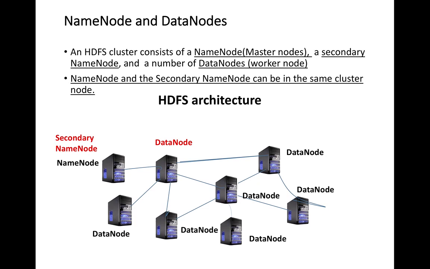So generally an HDFS cluster can have one name node, one secondary name node, and a number of data nodes. Sometimes the secondary name node and name node are on the same machine, but the data nodes can be on other machines. Even sometimes this machine can also serve as a data node. That means this machine can work as a name node, a secondary name node, and also be treated as a data node. That's when you design the network.